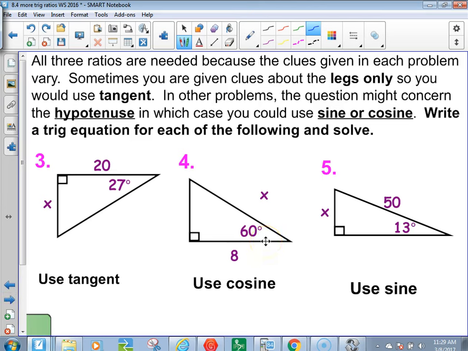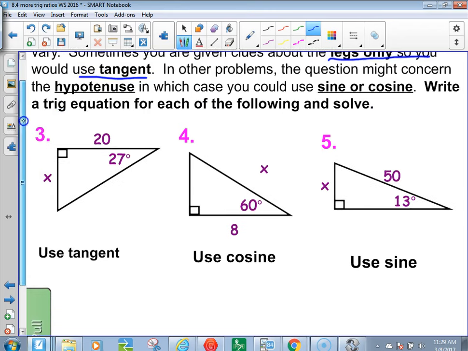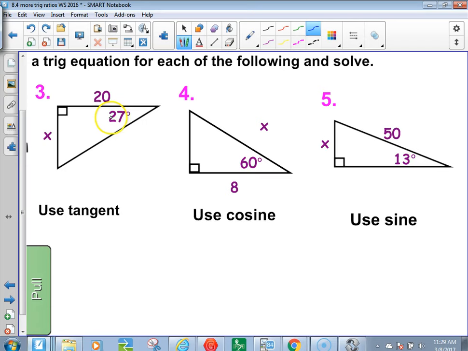All 3 trig ratios are needed because the clues in each problem vary. Sometimes you're given clues about the legs only, so that's when you use the tangent. Okay, if you only have legs, you use tangent. In other problems, the question might concern the hypotenuse, in which case you would use the sine or the cosine. Write a trig equation for each of the following and solve. Now, these have already been given hints. It tells you what to use.